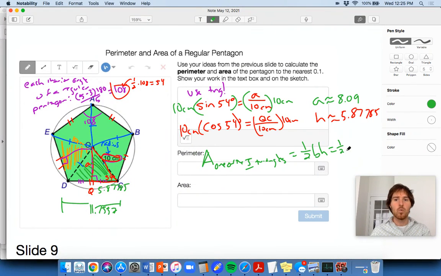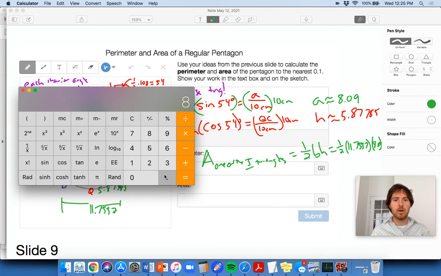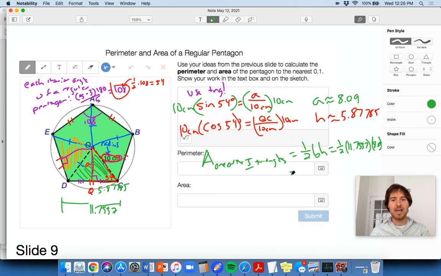Okay, so I just simply do 1/2. Base is about 11.7557. Height is what I got earlier, 8.09. Multiply that by 8.09, and multiply it by 1/2, divide by 2. Hopefully I didn't make any mistakes. I got 47.55 square centimeters. Oh, look at this. We're in centimeters, right? We're giving that in centimeters.